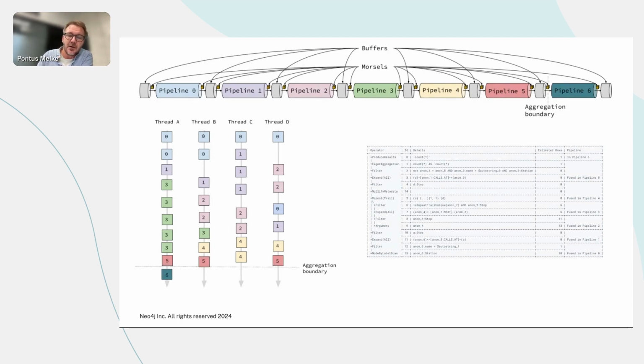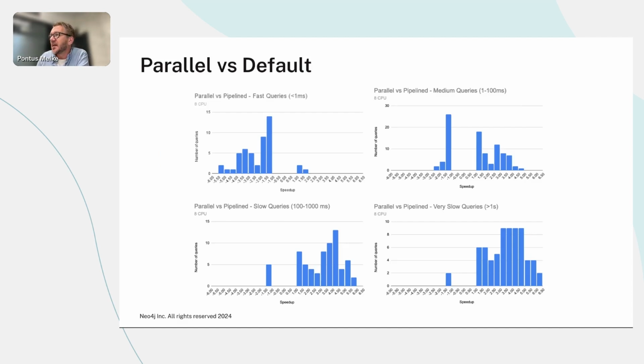And this is a slide I showed actually last year as well. We ran all our internal benchmark queries with this new runtime, the parallel runtime, and compared it with the default. Then we divided them into 4 groups, we just invented 4 categories. We have fast queries, which are sub-millisecond, medium queries, which are 1 to 100 milliseconds, slow queries, which are 100 milliseconds to 1 second, and everything above that we call just very slow.